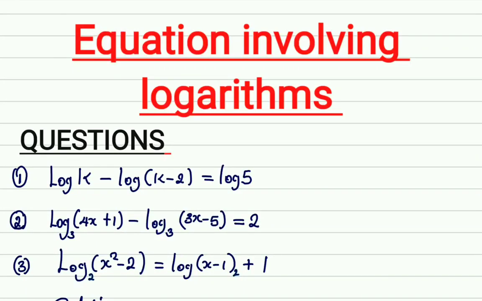Hello students, we are going to be looking at equations involving logarithms. I have three good questions that I'm going to solve with you for proper understanding. So let's start with the first question.